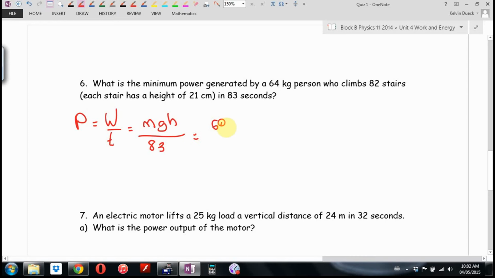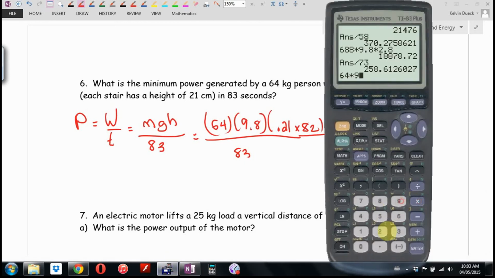Which mass? 64. Which g? 9.8. Which height? Well, I think it's going to be 1 stair, which I got to change to meters, 0.21, times 82 stairs. That's the total height. 64 times 9.8 times 0.21 times 82 divided by 83. 130.1, 130 watts, I'll say.